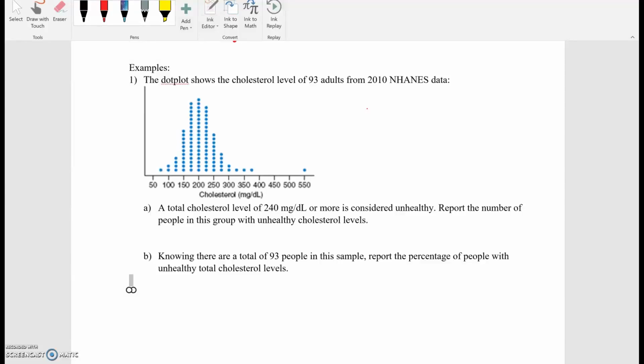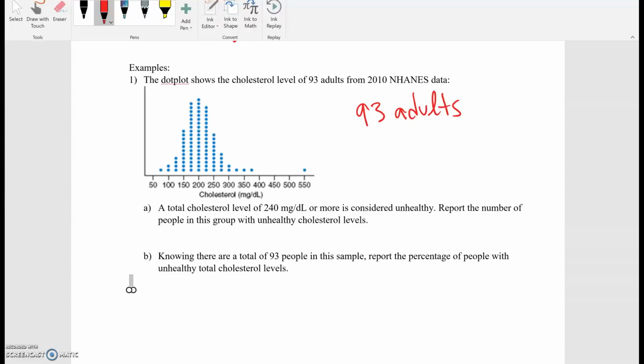Okay, so here are a couple examples that may show up in your exam. Here we have a dot plot showing the cholesterol level of 93 adults from 2010 data. So we surveyed 93 people, so this is 93 adults, and we have a total of 93 dots.